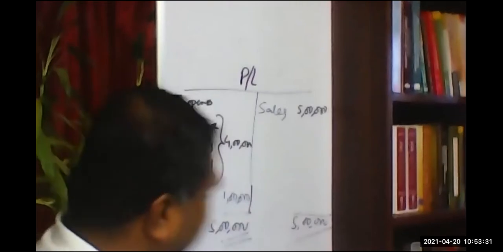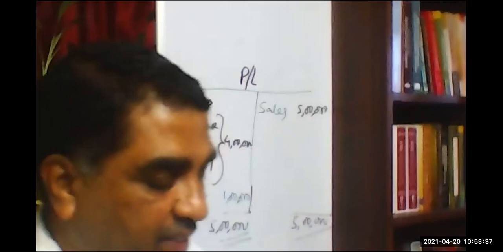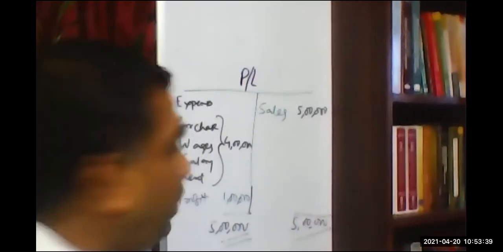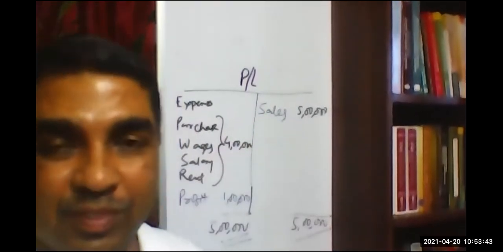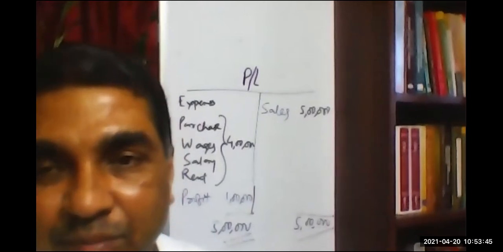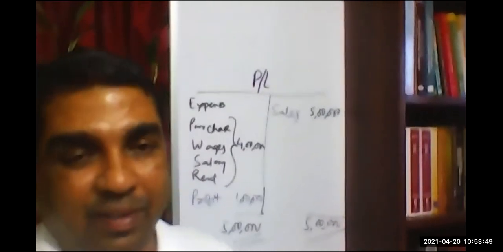The profit is very close to our income. We'll understand what is profit and what is taxable income, that's a different thing. So we'll be paying tax on what? On 1 lakh or 5 lakh or 4 lakh? On 1 lakh. On profit we have to pay tax.